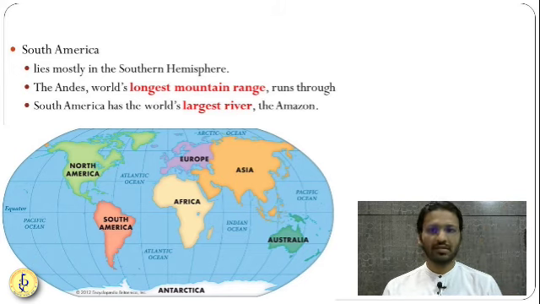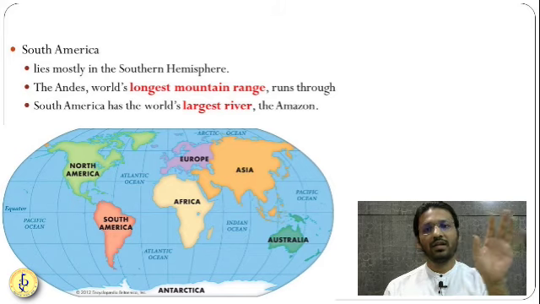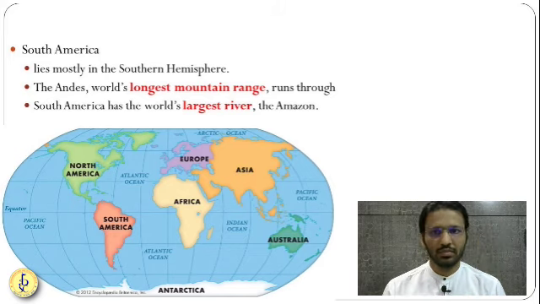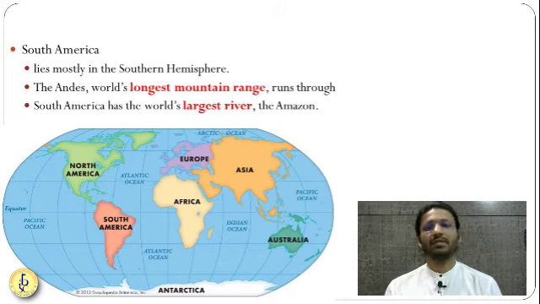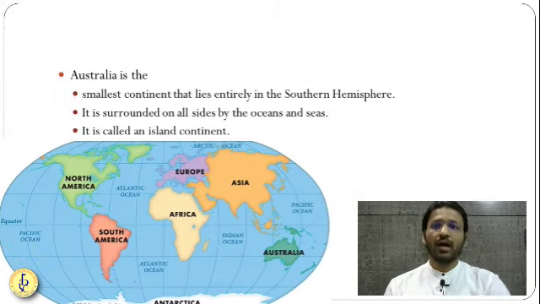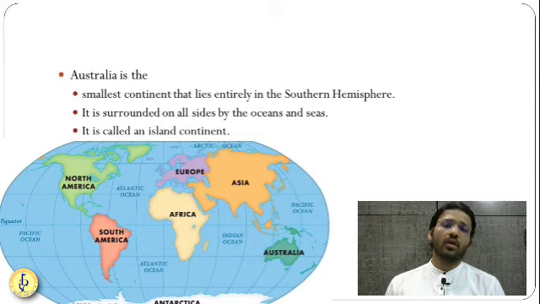But not Tropic of Cancer. Only Africa is the continent where all the three important latitudes are passing through. Okay. Now, next important continent is Australia.